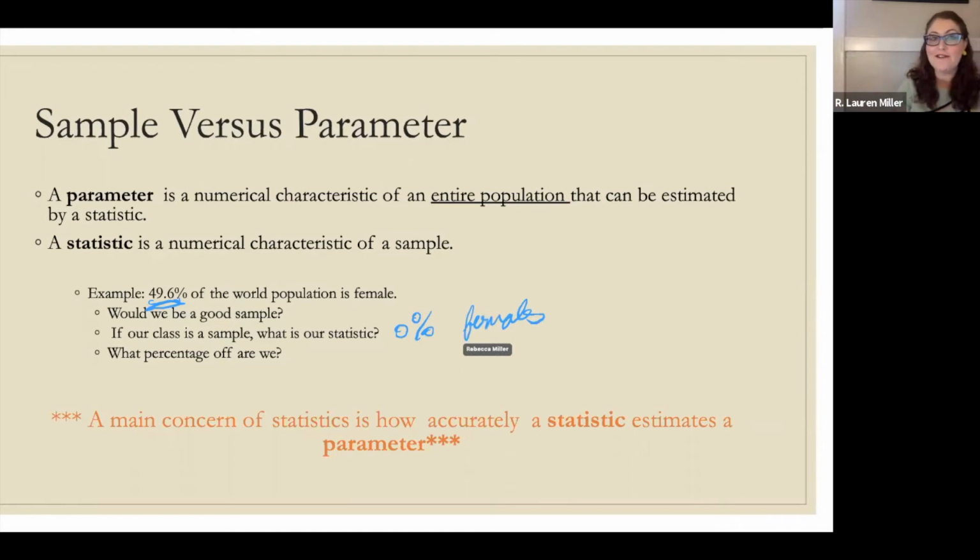What percentage off are we? We're off by a lot, right? We're off by 49.6% entirely. Typically, when I teach this course, I teach it for nursing and physical therapy majors. And those classes tend to be heavily women. So instead of being 0% women, we're closer to like 90, 95%. So like I've said a couple times already, a main concern of statistics is how accurately a statistic estimates a parameter.